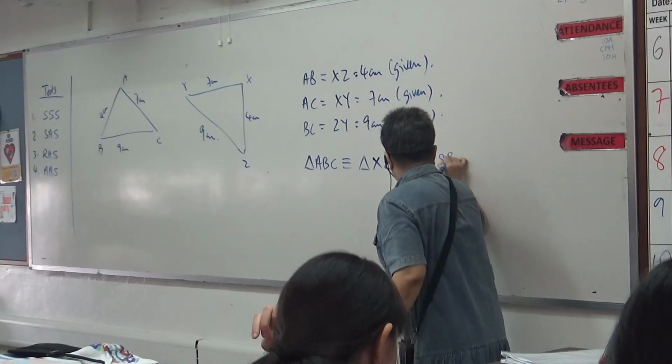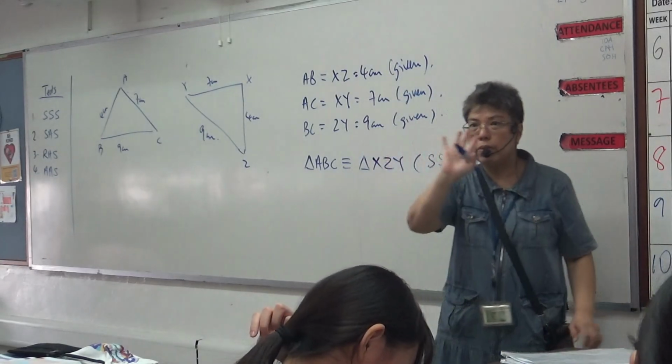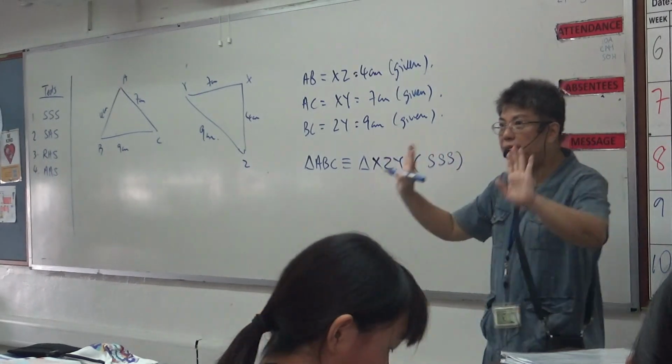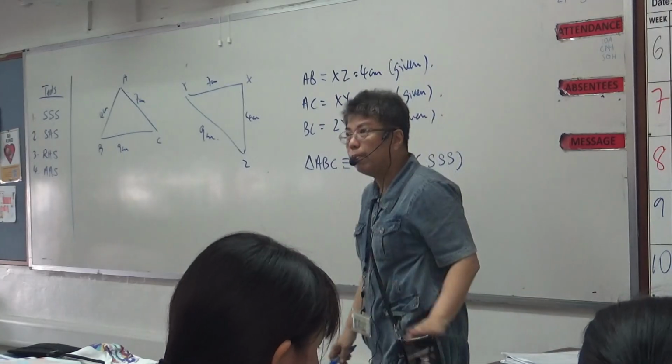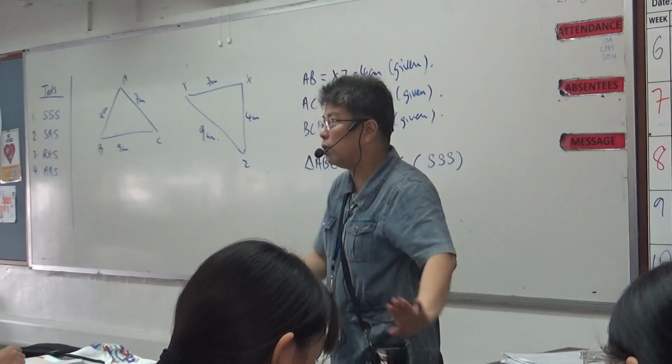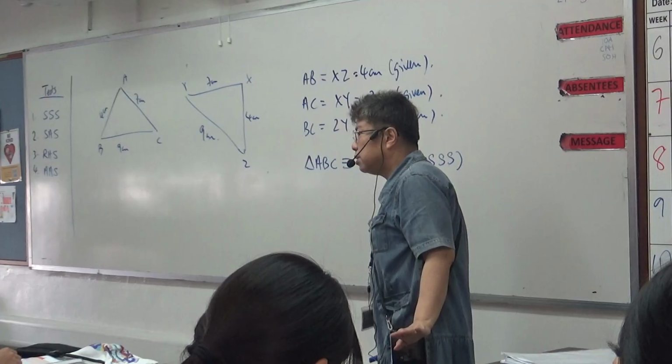Because of SSS. But that can already. We need to put congruence test. Because for similarity test, then we need to put similarity. Congruence, you put SSS, we already know it's congruent. Everybody clear? We need to put congruence test. Is that understood? Can or cannot?